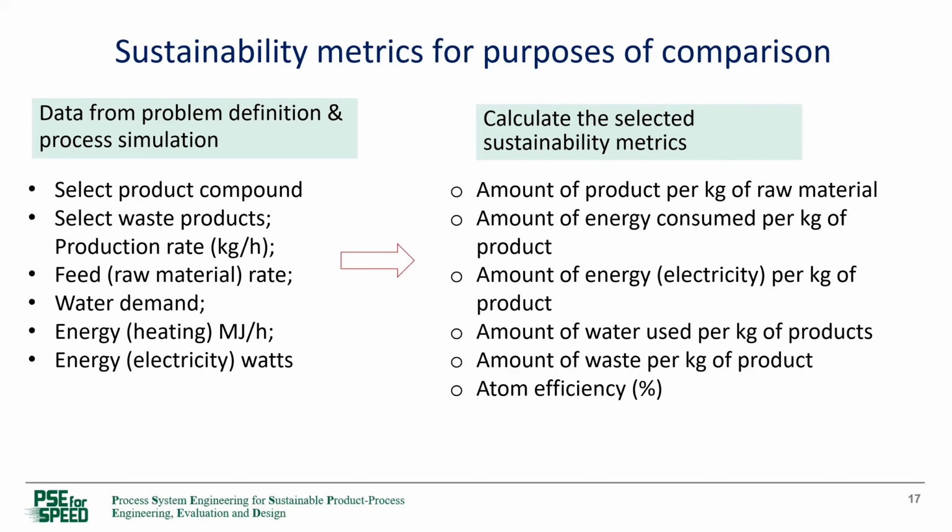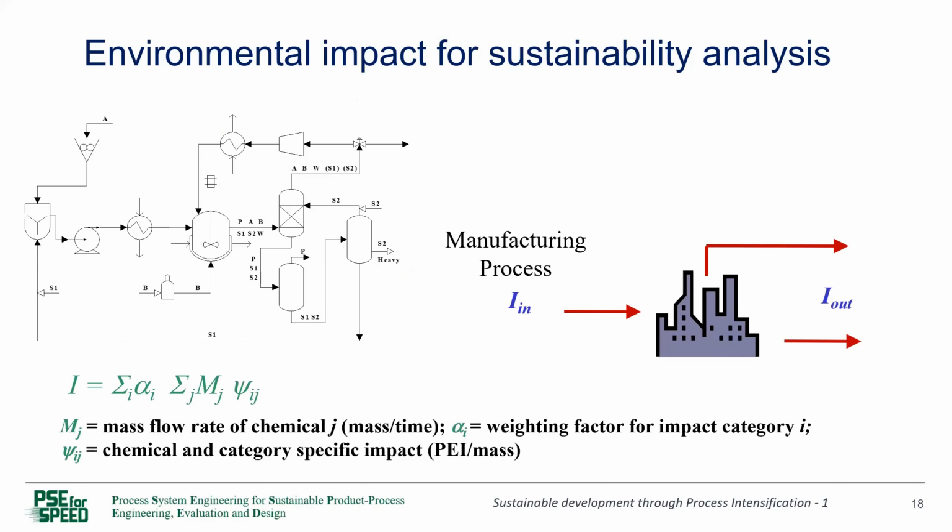So then once we have this matrix, how do we calculate the impact? Let's say on the left, you see the process. Anything that comes in and anything that goes out in terms of chemicals, we are going to calculate using the equation that you see. I is calculating the impact, and it is going to calculate for inlet and for outlet, and then outlet minus inlet is going to be the impact.